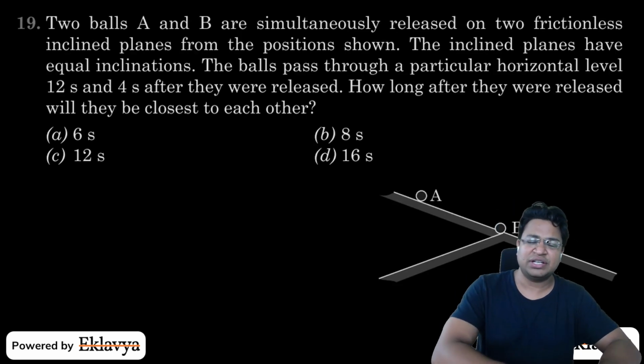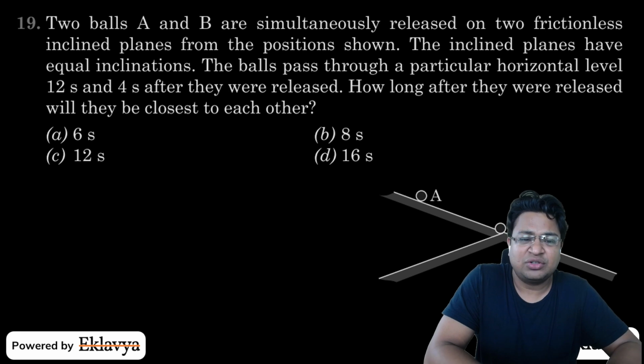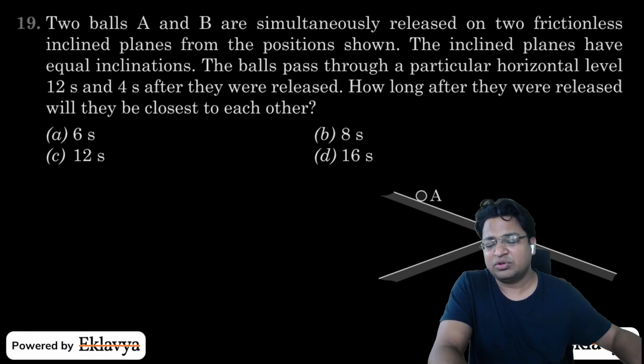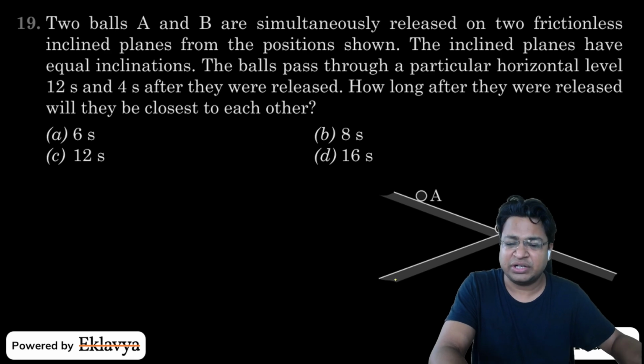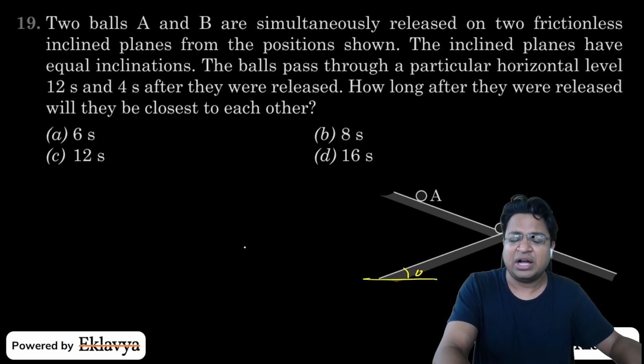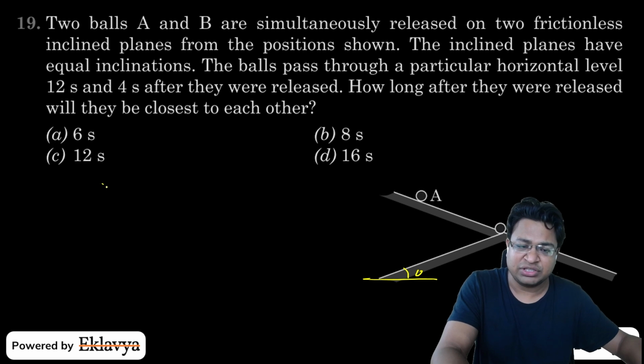It's a good question, guys. It says that this is question number 19. It says that two balls A and B are simultaneously released in two frictionless planes. Okay. Now there are two frictionless planes. The inclined have equal inclination. So if this angle is the okay, guys, I think the figure may not be visible to you. It may be hiding behind me. I'll tell you what the situation is here.